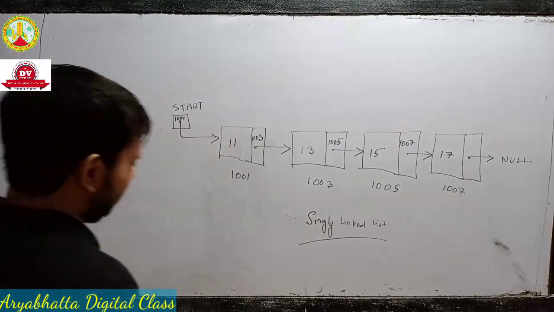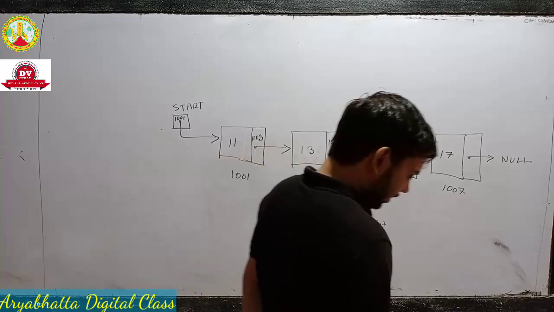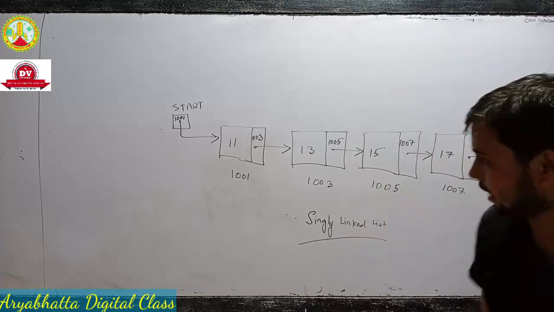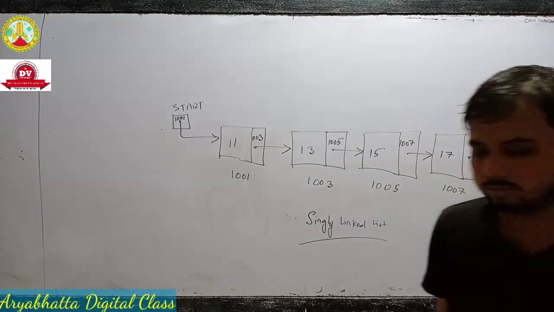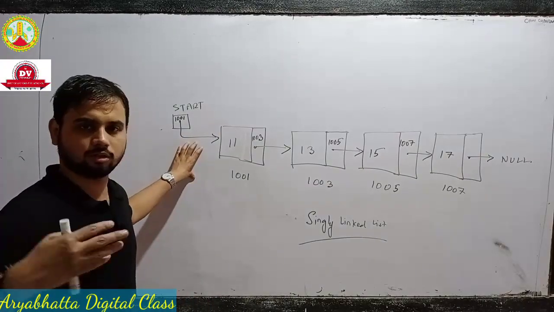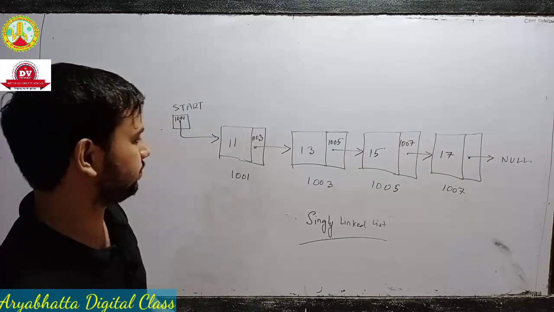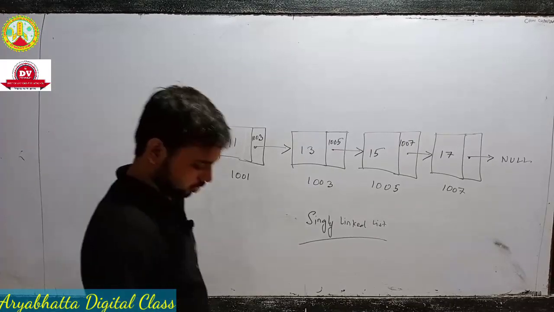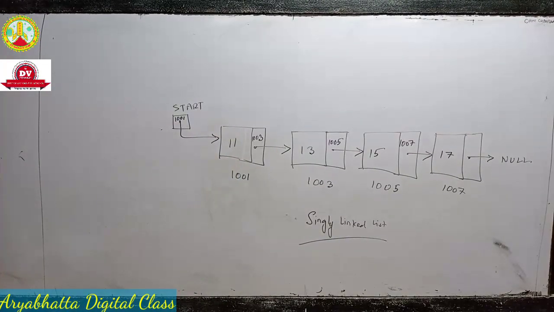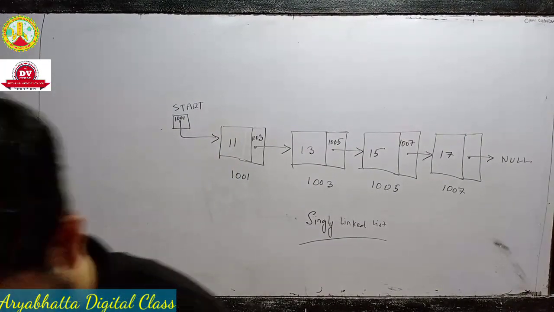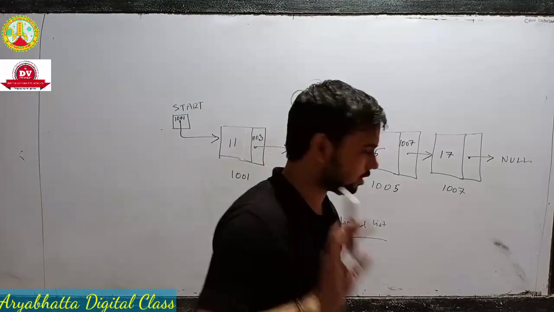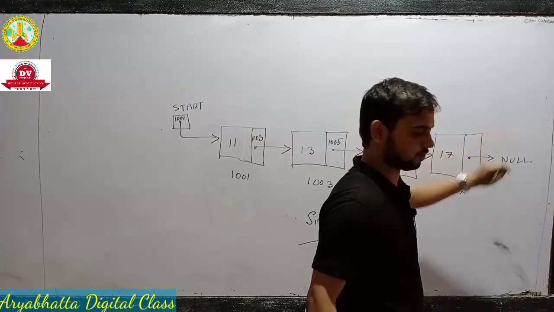So what we have to do is insert a new node at the end, means in the last. Previously we inserted a new node in the beginning. That is already done, algorithm, program, everything. I hope you understood. Any doubt you can ask me. Now we have to study inserting a new node at the end.